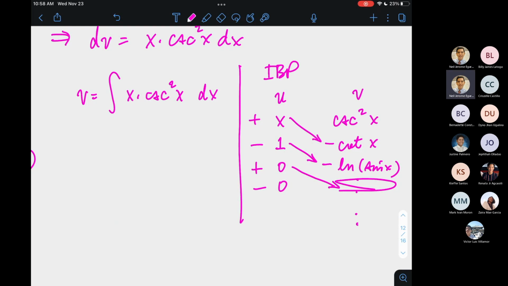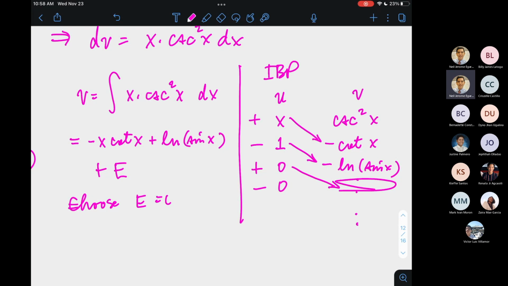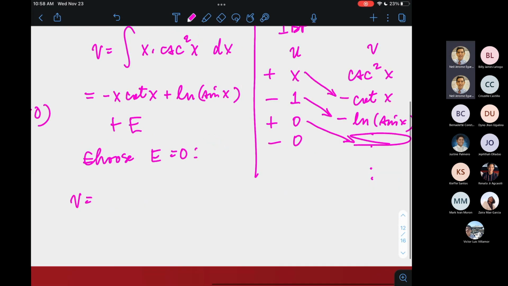Bakit? Okay. Sinimplify ko na pala siya. I think this is good. So V is then negative x cotangent x plus ln ng sine x plus an arbitrary constant e, but we can choose e to be equal to 0. So we'll have v equals negative x cotangent x plus ln of sine x.